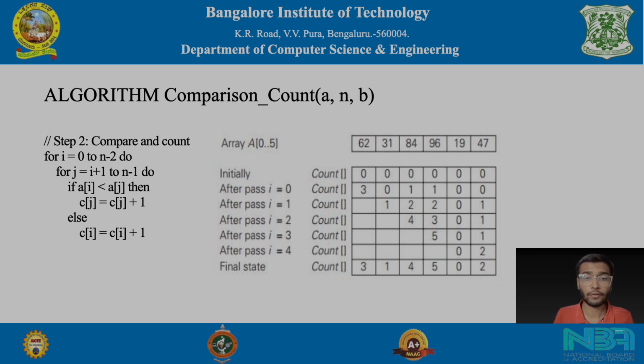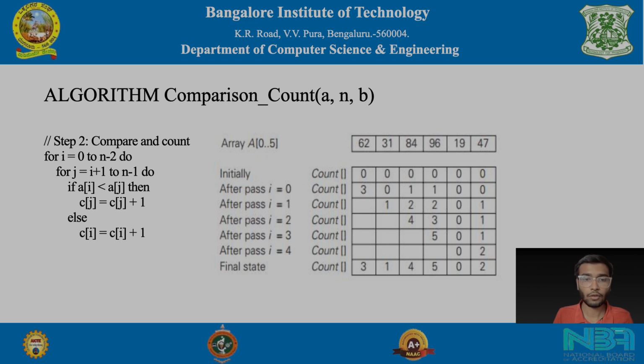So the final rank of 84 is found to be fourth. Now, as the third iteration passes, we compare 96 with 19 and 47, and in both of the cases we add 1 to the index of the 96th element. And after the last iteration, as we compare 19 and 47, since 47 is larger, we increase it by 1.